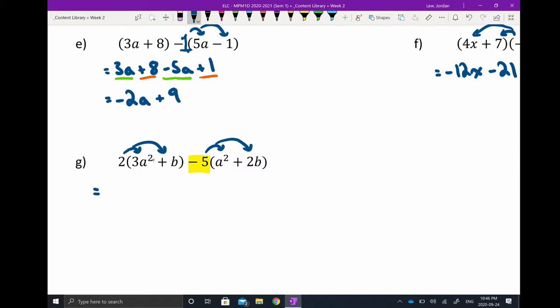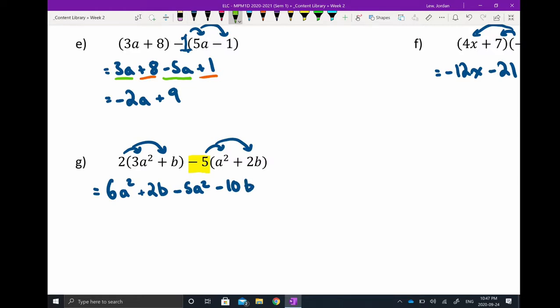So 2 times 3a squared, I'm only going to multiply the numbers, or the constant and the coefficient. So 2 times 3 is 6. The a squared remains there. 2 times b, positive 2b. Negative 5 times a squared is minus, or negative 5a squared. And negative 5 times positive 2b is negative 10b.